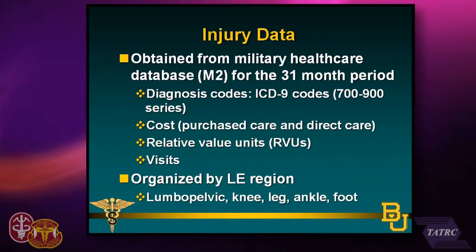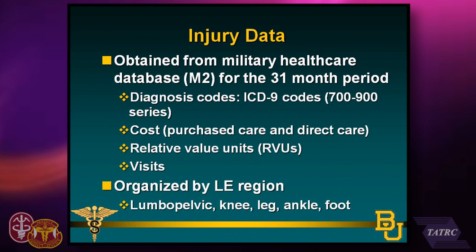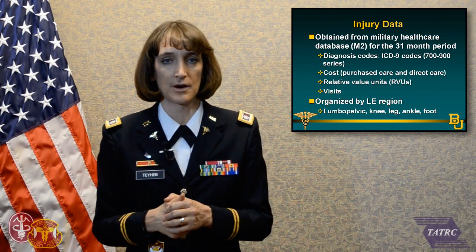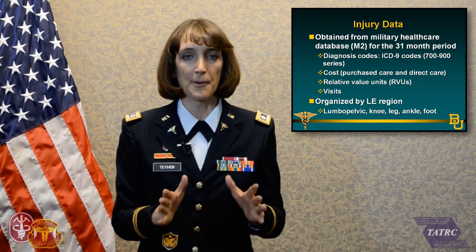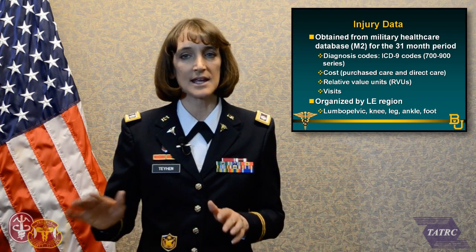We looked at the ICD-9 codes in the 700 to 900 series, which is related to lower injuries, and we pulled out just those related to lumbar spine and lower extremity injury. The costs associated with that, both in the healthcare system and in the purchased care system if they sought care on the economy. The complexity of the musculoskeletal problem due to using what's called RVUs or relative value units, and the number of visits each individual came for healthcare. And we looked at this for lumbopelvic, hip, knee, leg, ankle, and foot.